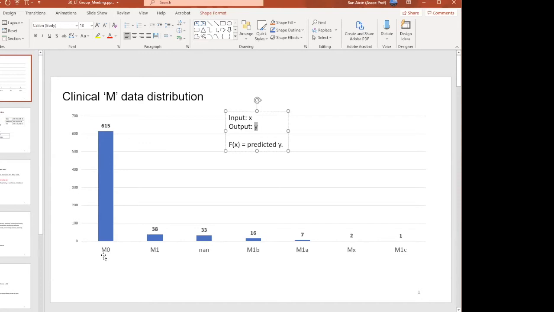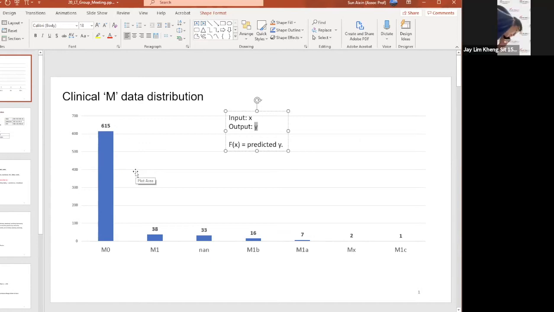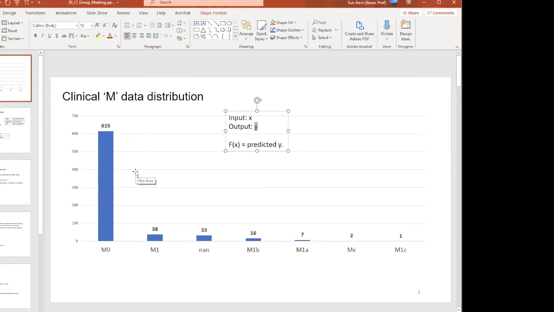Yes, this is a potential issue. What I'm thinking is, is there any chance we can get three answers from this clinical M, if we can mark as M0, M1, and MX? MX is actually unknown. This would increase the accuracy rate for the final result.